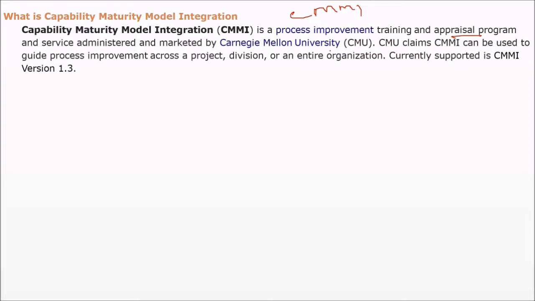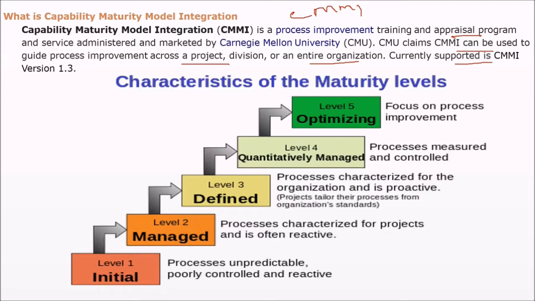This is a process improvement training and appraisal program and service administered and marketed by CMU, Carnegie Mellon University. CMU claims CMMI can be used to guide process improvement across a project, division, or the entire organization. Currently supported is CMMI version 1.3. These are different levels. You can learn it by IMDQO. I is for initial, M for managed, D is for defined, Q for quantitatively managed, and O for optimizing.